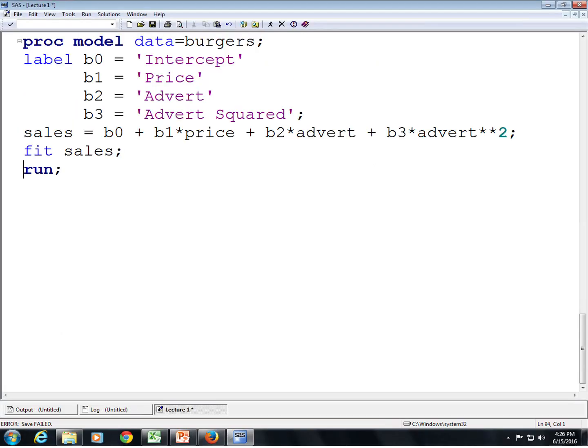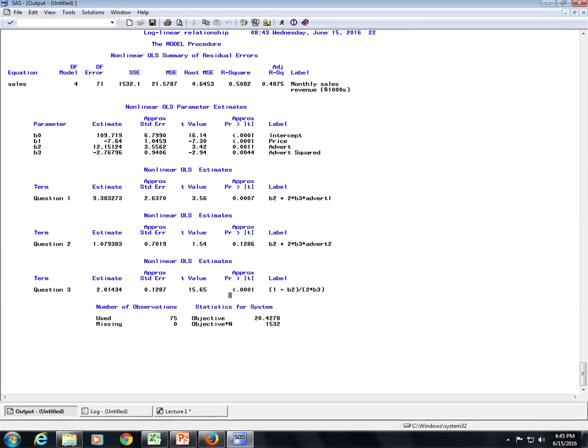So here's a quadratic model with respect to advertising, right? So here we go. I add a third term, which is the square of advertising, right? So we can see the code extends pretty easily. I have to define or label a B3, and then I just add it to my fitted equation. So here we go, right? This is now my new equation.